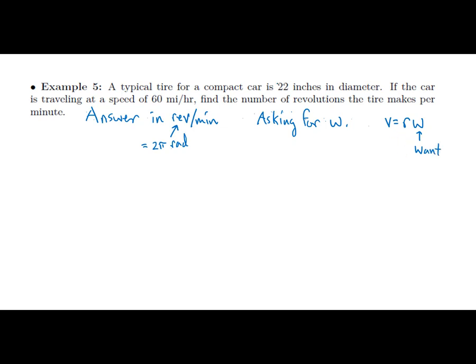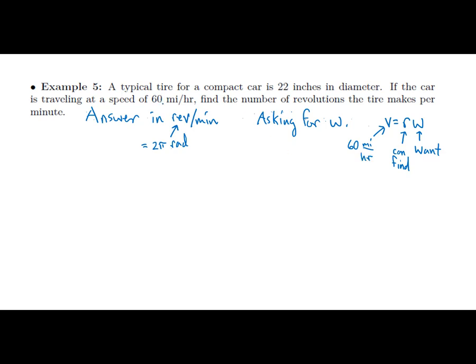And I suppose they give us diameter, but we can find the radius pretty easily from the diameter. So my question is, do we know v? Well, the answer is yes, right? The car traveling at a speed of 60 miles per hour means that our linear velocity is also 60 miles per hour.